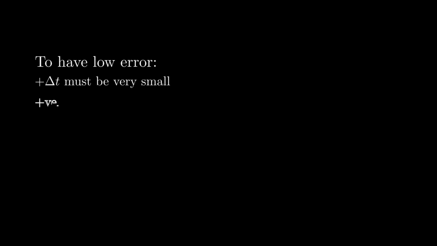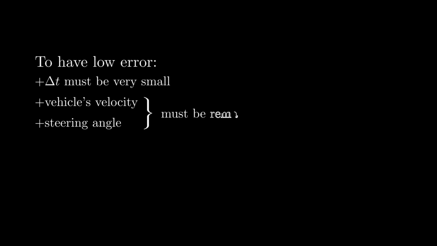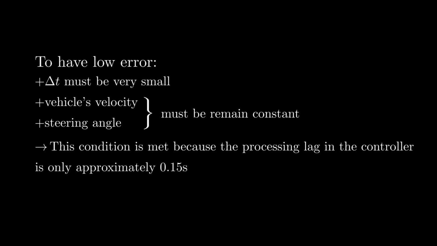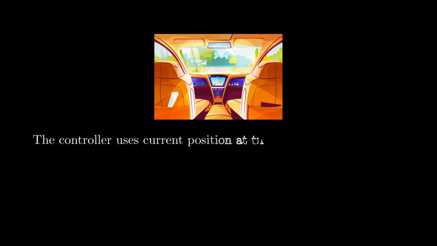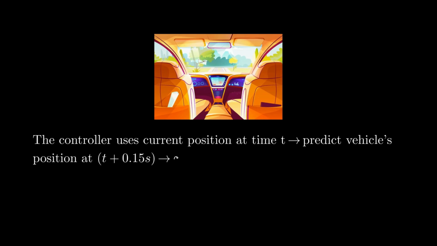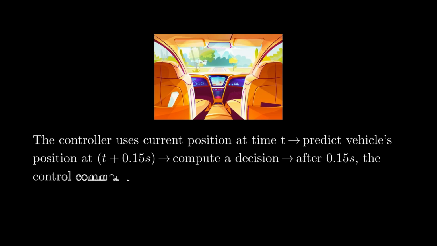In order to have low error, delta t must be very small, and the vehicle's velocity and steering wheel must remain constant. This condition is met because the processing lag in the controller is only approximately 0.15 seconds. First, we have the controller's current position at time t. Then, we must predict the vehicle's position at time t plus 0.15 seconds. Next, we compute a decision. After 0.15 seconds, the control commands align with the real-time situation.